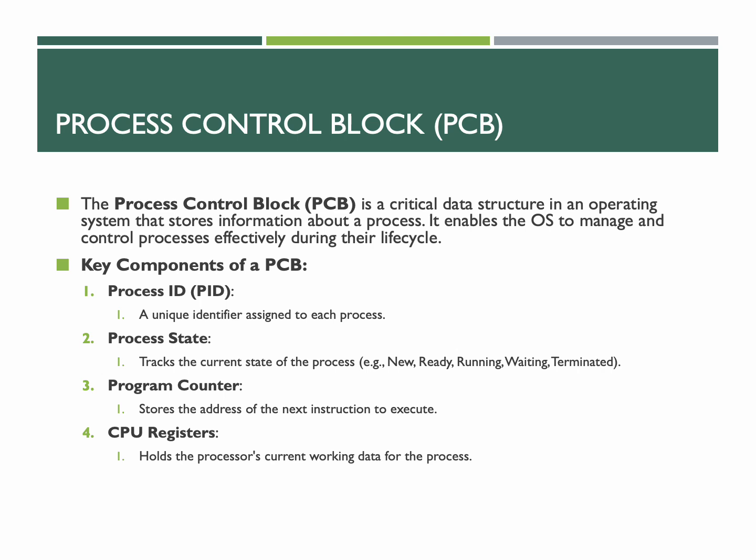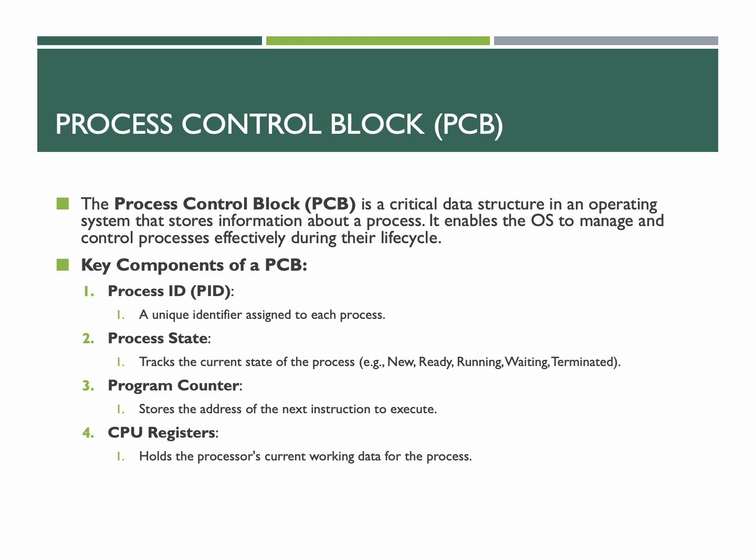Now here are some key components of a PCB. First of all, we have to have a process ID. So this is a unique identifier assigned to each process. It allows the operating system to distinguish between different processes. Otherwise, how will it know which process is which. Then second, we have a process state. Now this tracks the current state of the process. A process can be in one of the several states, such as new, ready, running, waiting, or terminated. And this ensures the OS knows what stage the process is in.